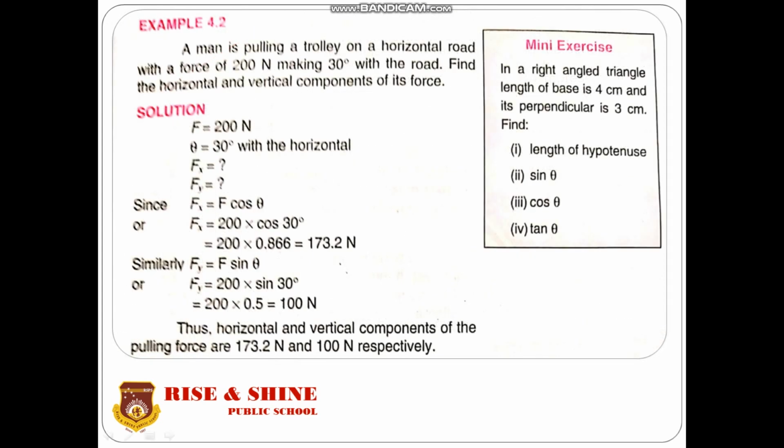Here we discuss an example. A man is pulling a trolley on a horizontal road with a force of 200 Newton. The force of 200 Newton makes an angle of 30 degrees with the road. Find the horizontal and vertical components of this force.